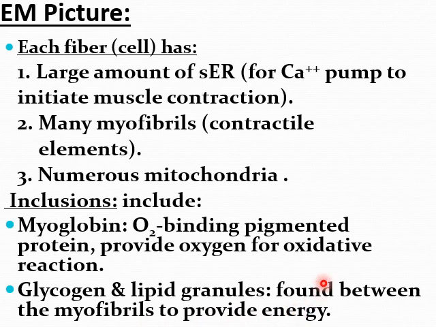To summarize here, I need the mitochondria, which is the factory for production of energy. I want something to burn, which is either glycogen or lipid, and I want to burn it with oxygen, so I'm having myoglobin, which is an oxygen binding protein.